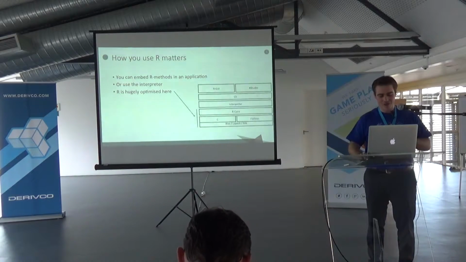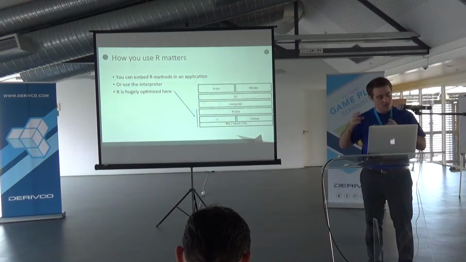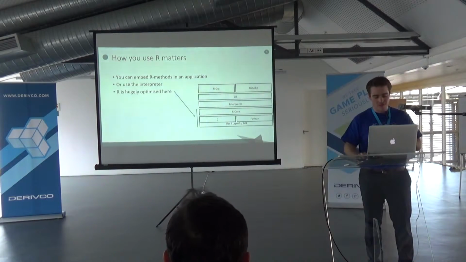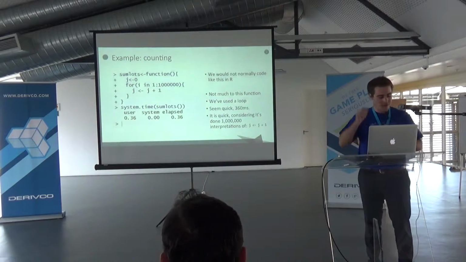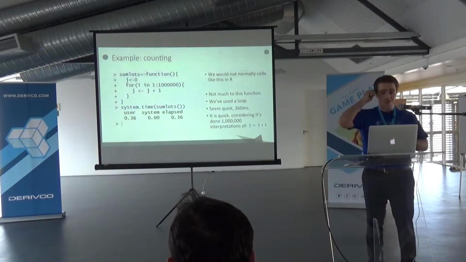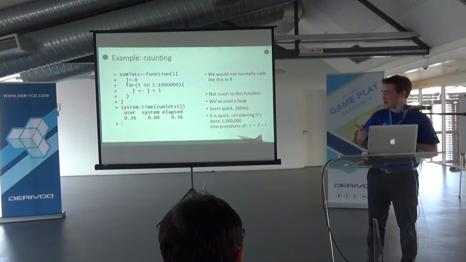All right, so R is hugely optimized there at the bottom. Not to say it's not hugely optimized at the top, but the problem is that there's a lot of very scary operations that typically end up happening at the top, which you want to avoid. I'll give you a good example. Every time we get an intern, we give them something to do in R, and the first thing that they do is they go and write a loop.